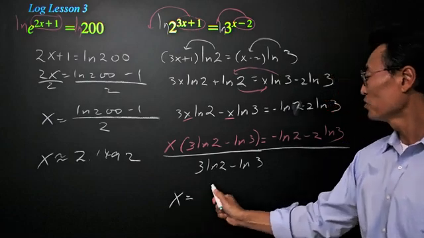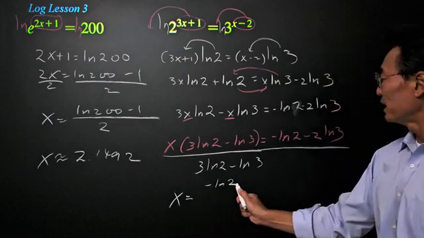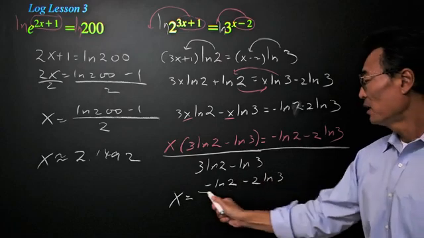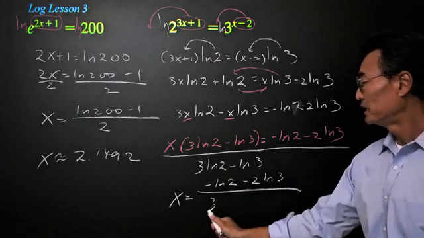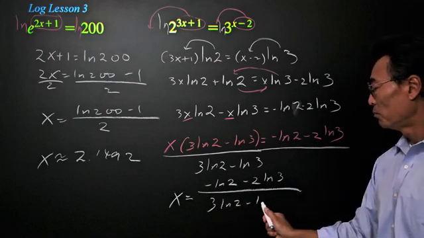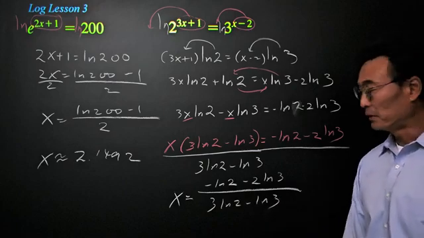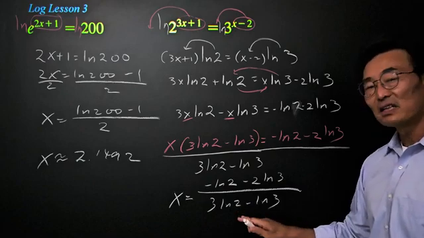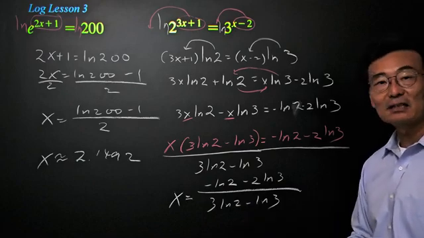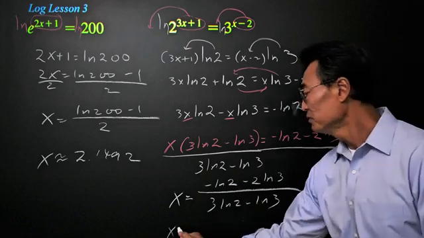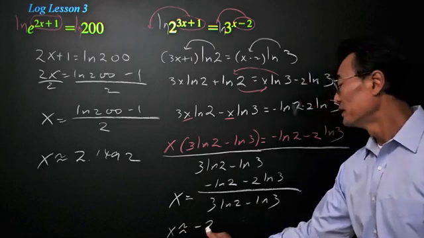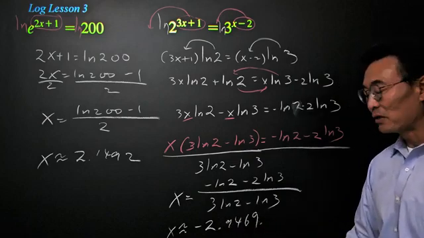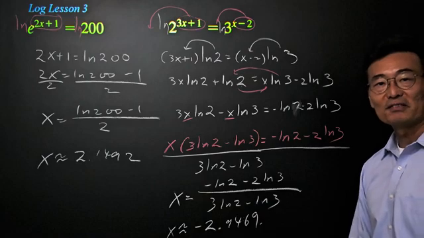giving us our final answer of x equals negative natural log of 2 minus 2 natural log of 3 all over 3 natural log of 2 minus natural log of 3. So that is going to be our final answer. However, if you wanted a decimal answer, you could plug everything that's on the right side in the calculator, which will give you approximately negative 2.9469, rounded to 4 decimal places.